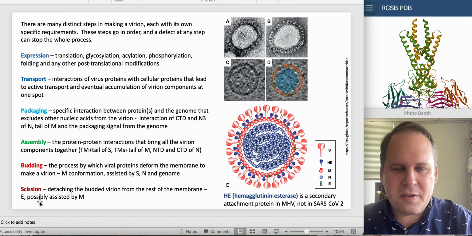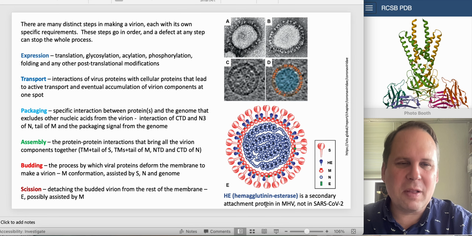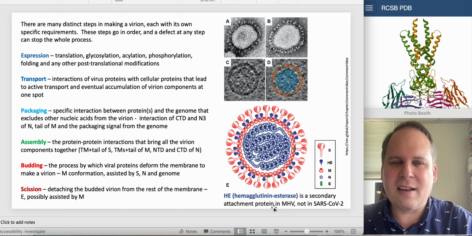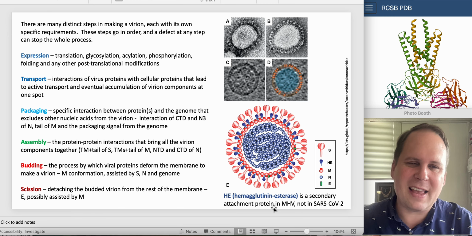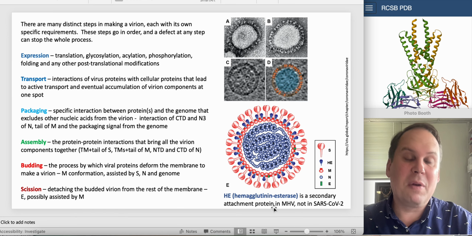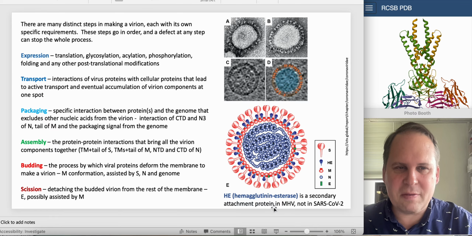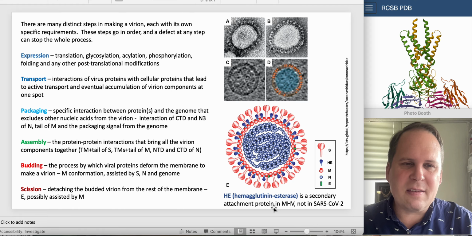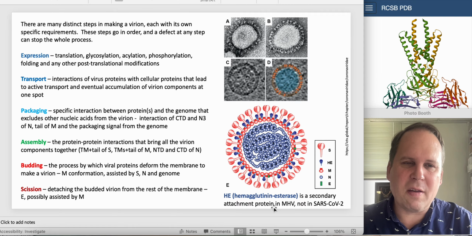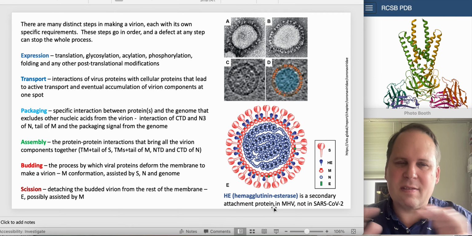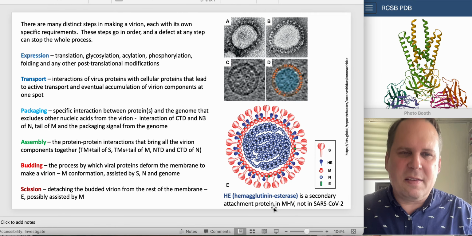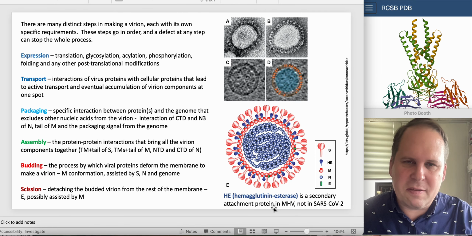In older literature, you'll read about a protein called hemagglutinin esterase. It's on a few coronaviruses, like the mouse coronavirus. It's not on SARS coronavirus 2, and it's actually not that common in coronaviruses. When it's there, it's a secondary attachment protein, and it will bind to sialic acid, which is something you would find somewhere on the surface of most glycoproteins on the surface of the cell. So it makes the virus stickier, it makes it stick to cells better.